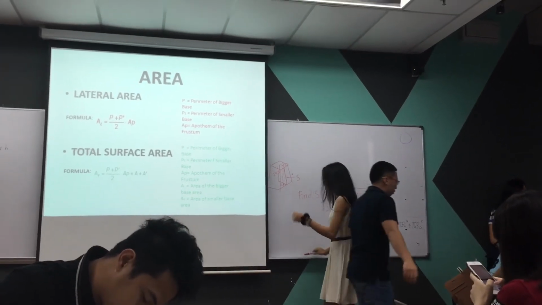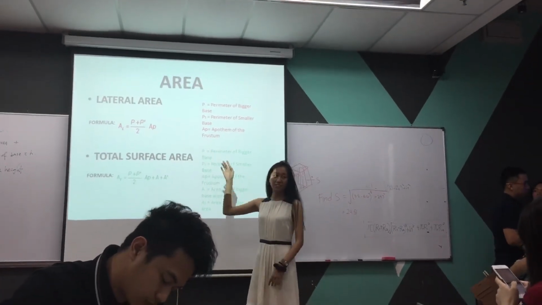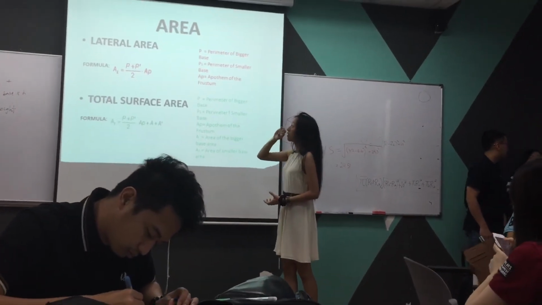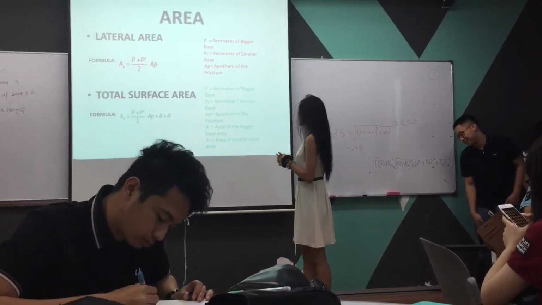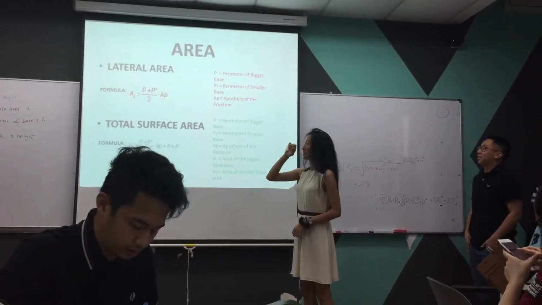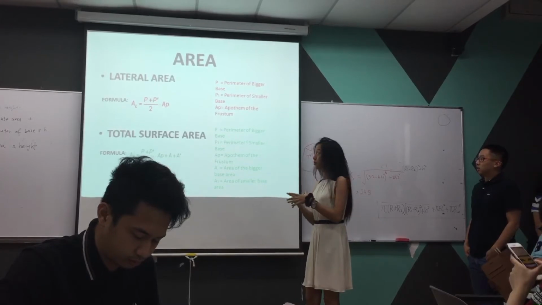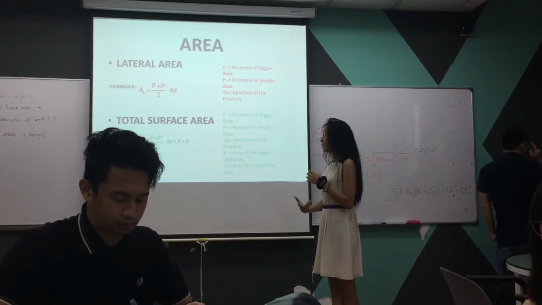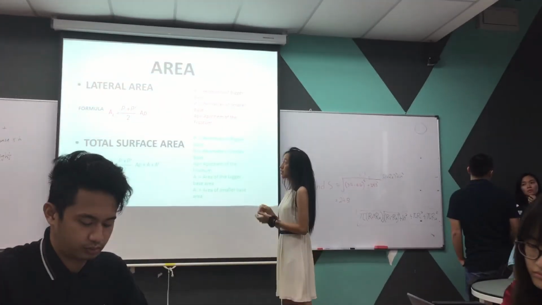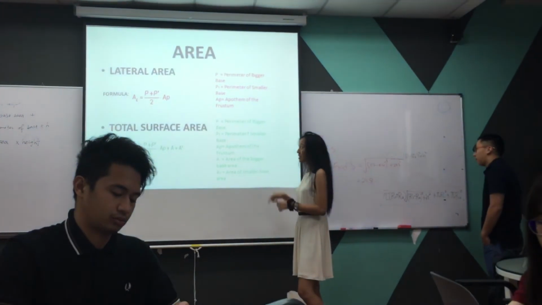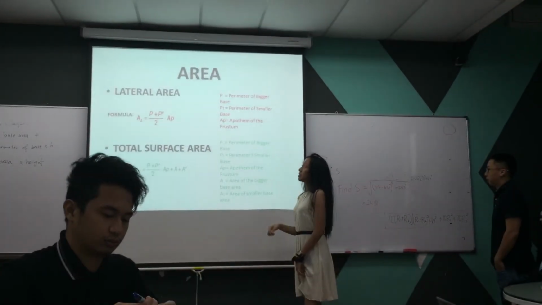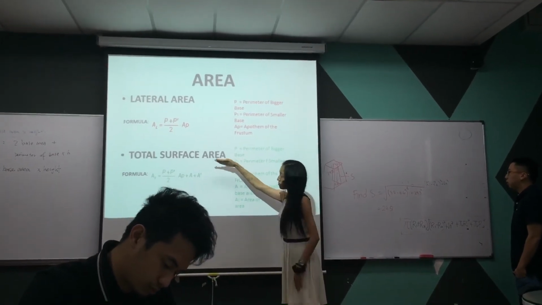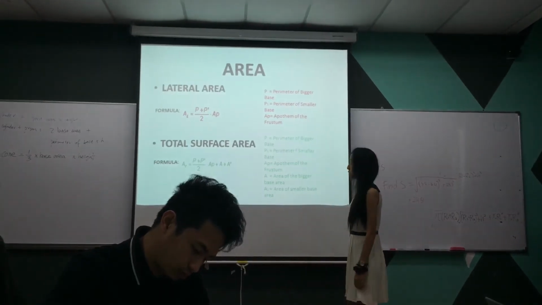So for lateral area, it means all the sides of the solid. How you find the lateral area is basically the same as just now. You add up the top base perimeter and the bottom base perimeter, and then divide by 2. Then you multiply by the slant height, the slanted line. That's the lateral area. For the total surface area, you just add the area of the top and the bottom face.